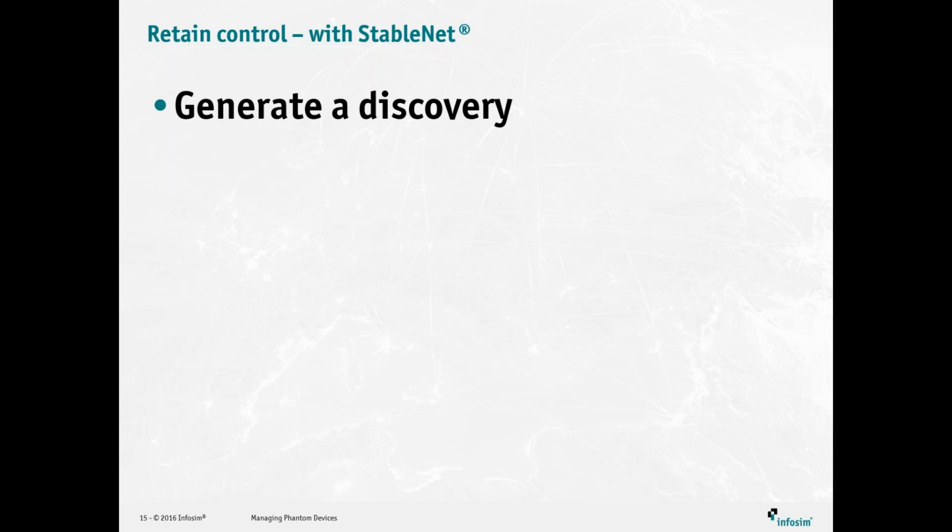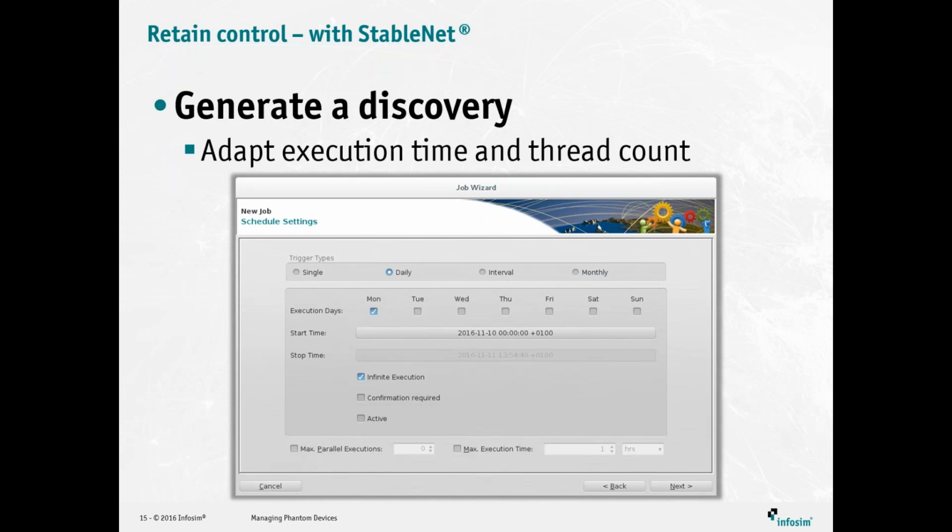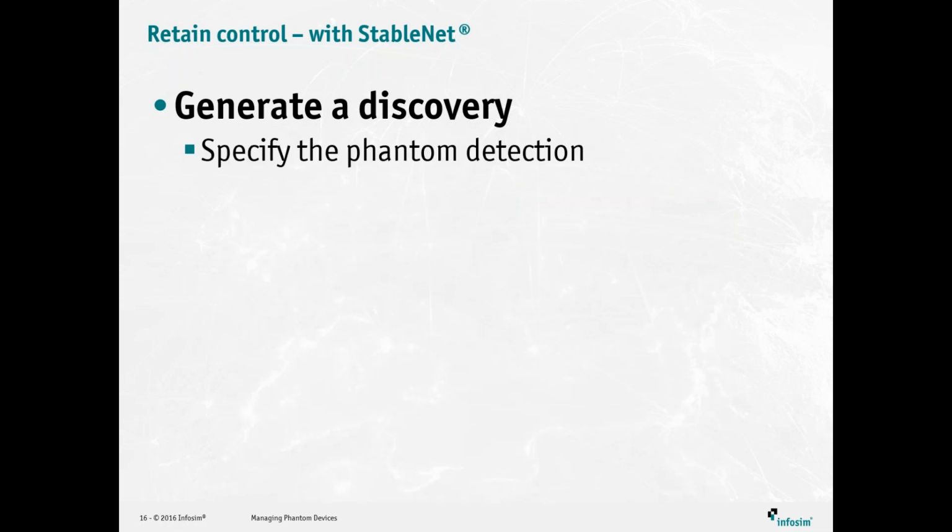But what you do not want is to interfere with daily business. So of course, you have the possibility to adapt the execution time and the thread count so that you only crawl your network in search of these phantom devices maybe at midnight, and that you reduce the parallel executions in the background so that you put less load on your network. Also, when generating a discovery with StableNet, you can, of course, specify the phantom detection in a very easy way.